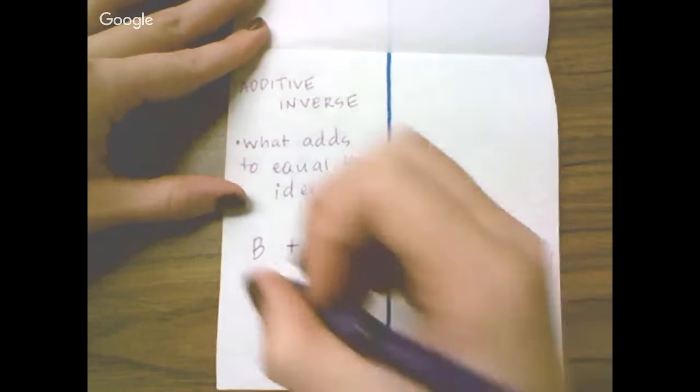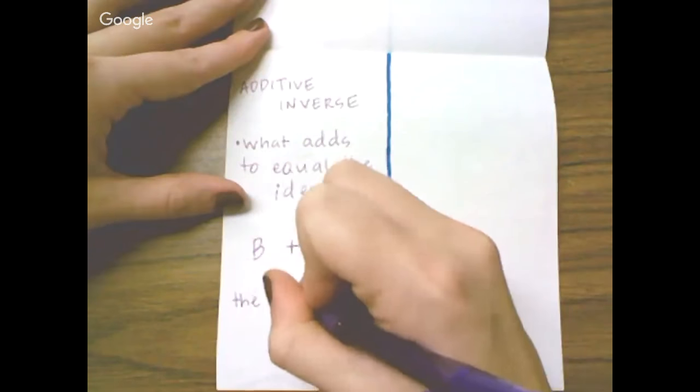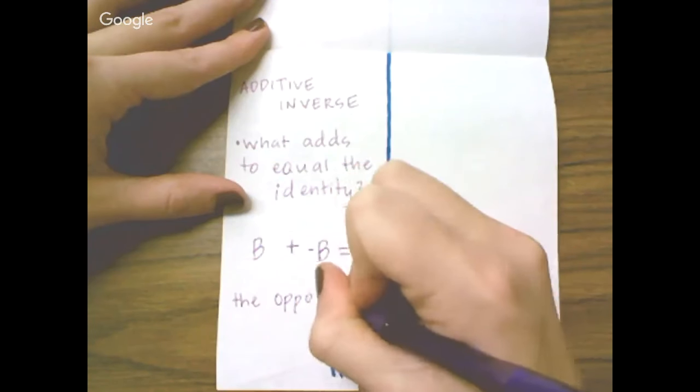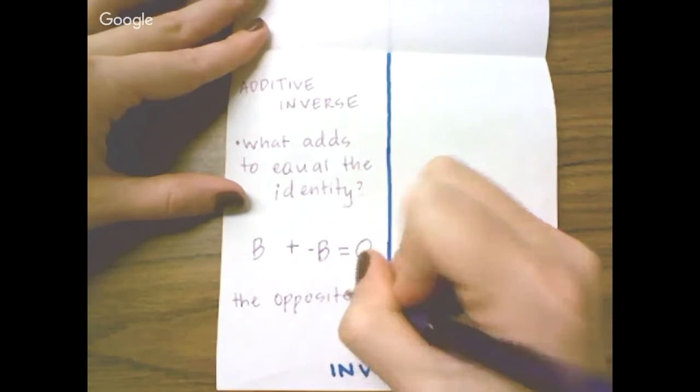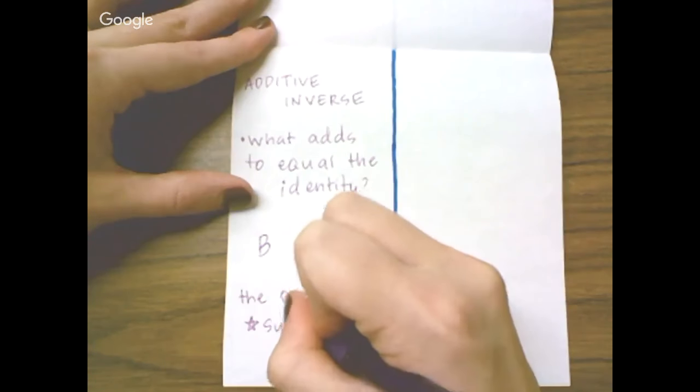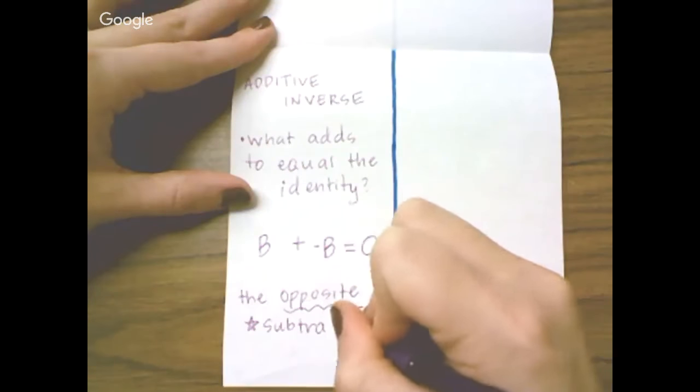Inverse numbers are also called the opposite. If we want, we can also say this is the subtraction. That's my inverse operation.